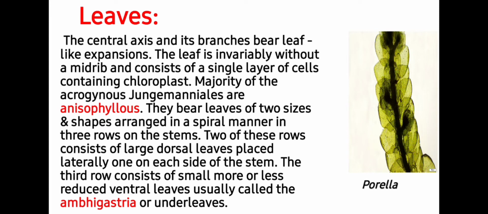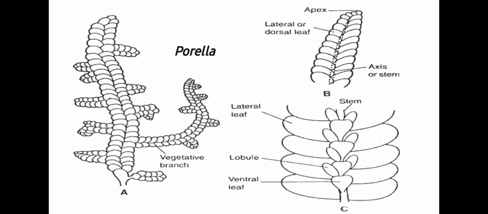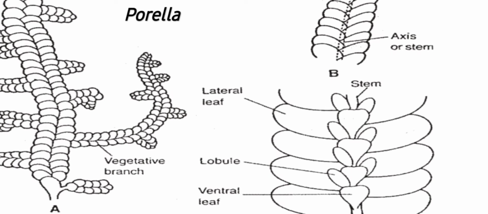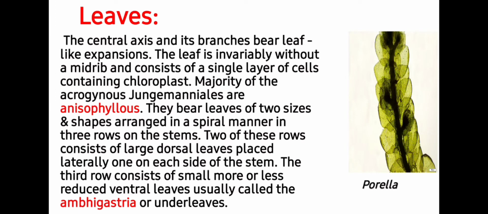The majority of the acrogynous Jungermanniales are anisophyllous, meaning they have two types of leaves. So they bear leaves of two sizes and shapes arranged in a spiral manner in 3 rows on the stem. Two of these rows consist of large dorsal leaves placed laterally on each side of the stem, as you can see here. The third row consists of small, more or less reduced ventral leaves, usually called the amphigastra or underleaves.